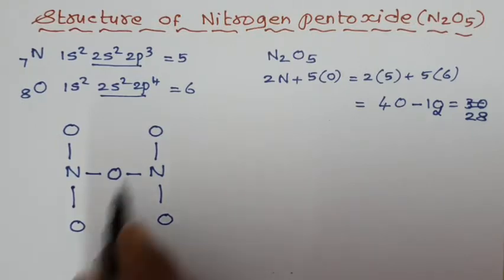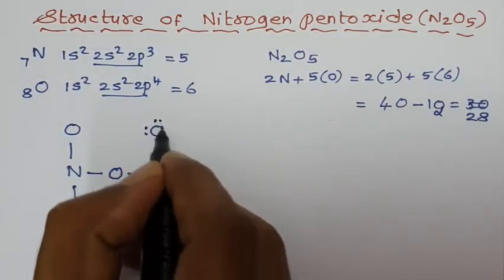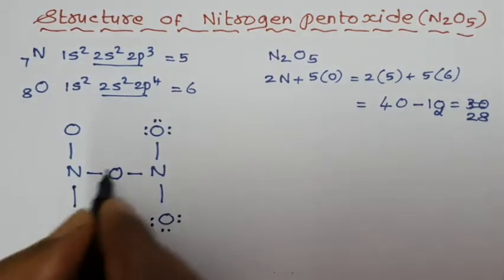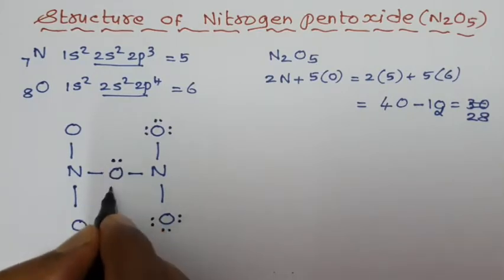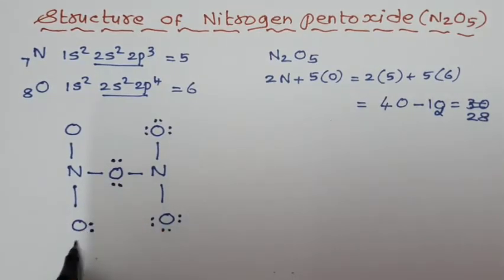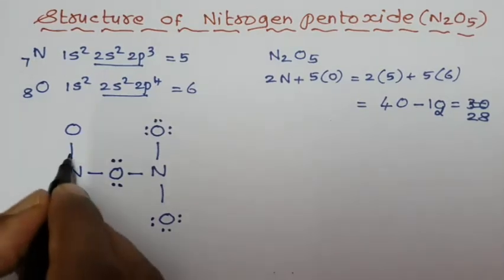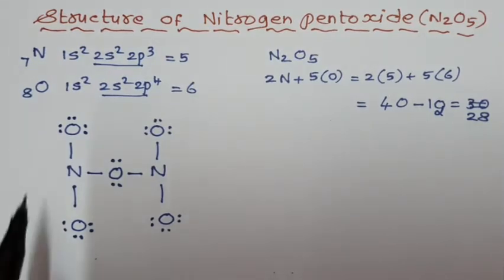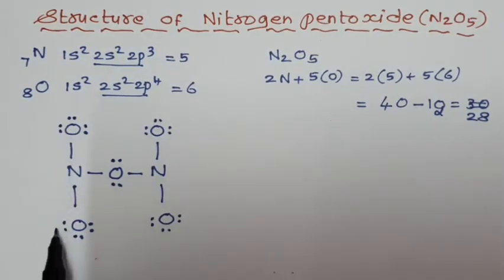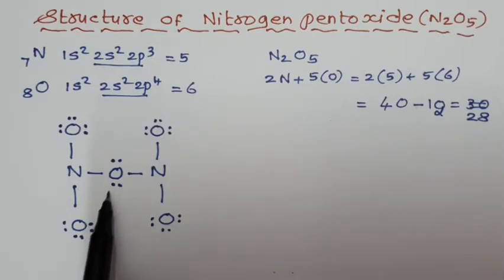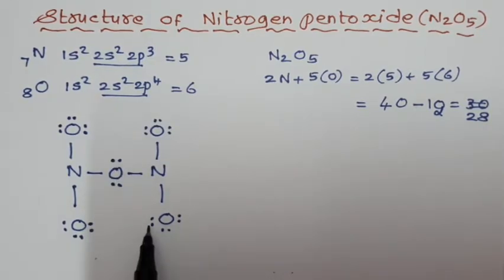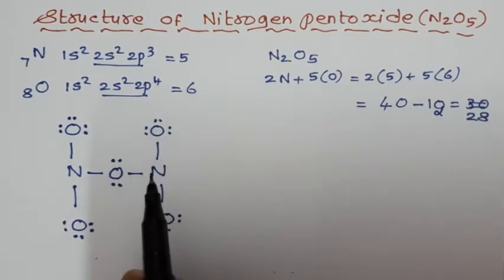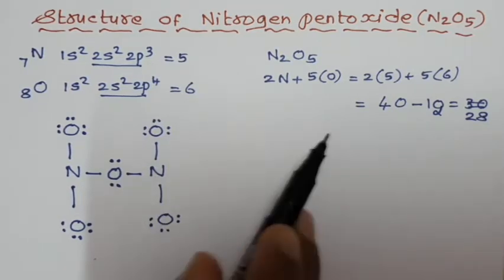How to fill in? 2, 4, 6, 8 on each oxygen atom, and continuing 10, 12, 14, up to 28. So 28 electrons are filled over.